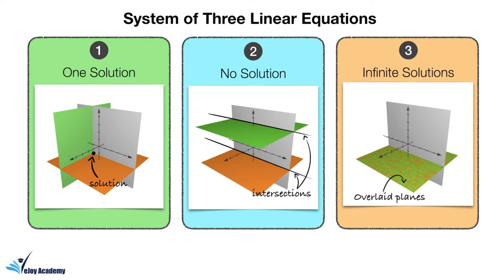The third case is when two planes are overlaid and the third one intersects with the other two planes. In that case, the intersection is a line and there are an infinite number of points on that line. As a result, there are infinite solutions for the system of linear equations.